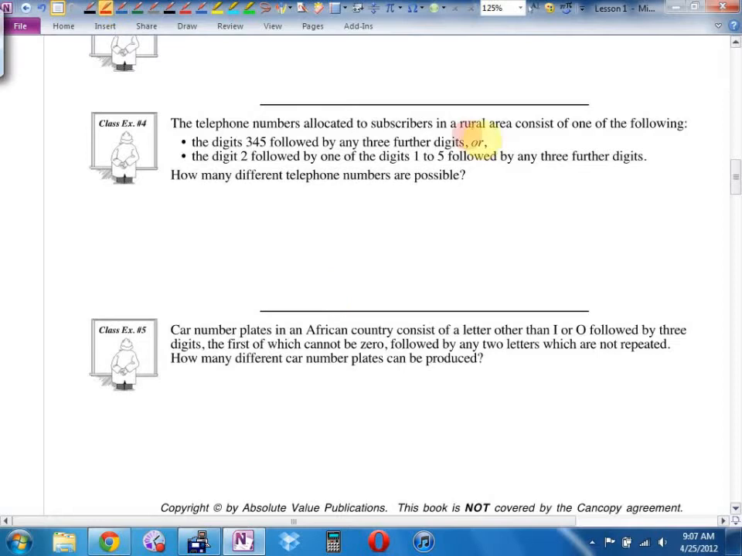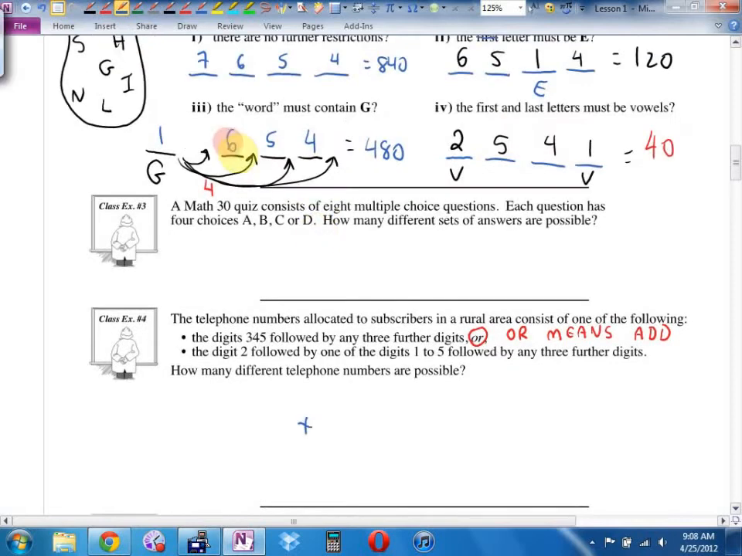Okay. All of you right now, circle the word or. And here is a phrase you're going to hear me repeat over and over and over. Or means add. Or means add. There is going to be a plus sign in our expression. By the way, listen closely. The letter G could be in the front or second or third or fourth. Did you see we really went 120 plus 120 plus 120 plus 120 and there's another way to get the 480? Or means that.